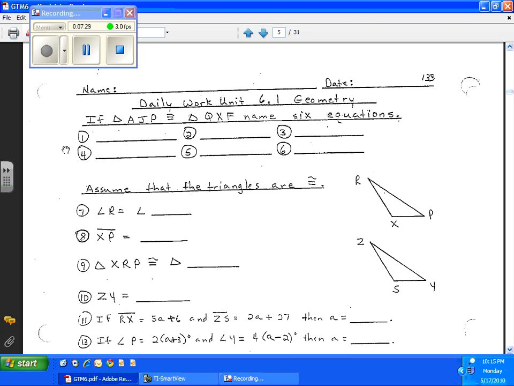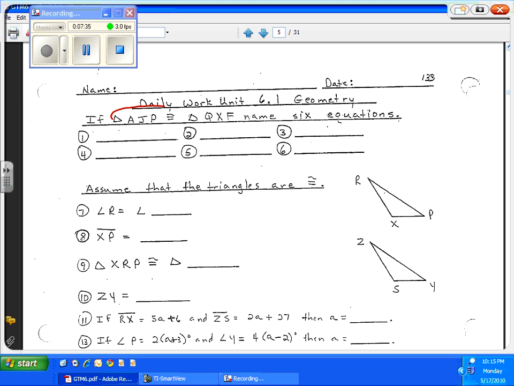So daily work unit 6-1. Name 6 equations. Just by looking at how these are named congruent, we could name 3 pairs of equal angles and 3 pairs of equal sides. Taking one letter at a time, we could get the angles and say that angle A is equal to angle Q. And again, some textbooks use congruent for angles and segments. I use equal because it's given that they're the same shape.